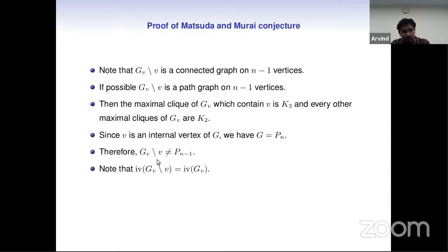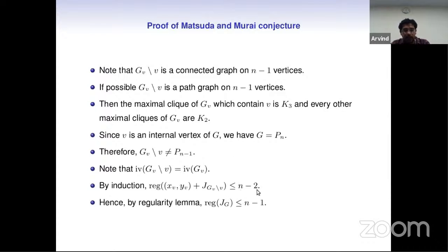So we can use induction, because the number of internal vertices of GV without V is actually equal to the number of internal vertices of GV. So by induction, this regularity is bounded over n minus 2. So here one can note that the number of vertices is n minus 1. So that's why we are getting minus 2. So now we use the regularity lemma. So by the regularity lemma, regularity of GG is bounded over n minus 1.